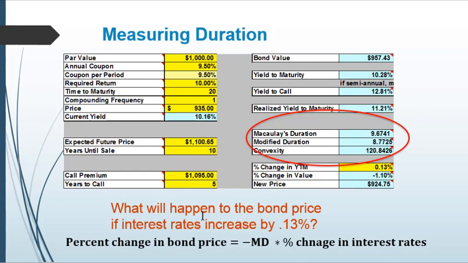Now, if interest rates change, if they increase by 0.13%, what will happen to the change in value? So if you include 0.13% here, the percent change in value should be negative 1.1. So the new price will go from $9.35 to $9.24. We know it's going to go down because when interest rates go up, bond prices go down.